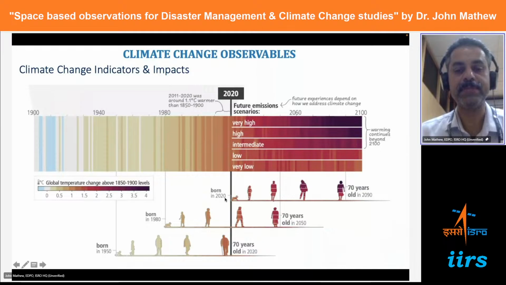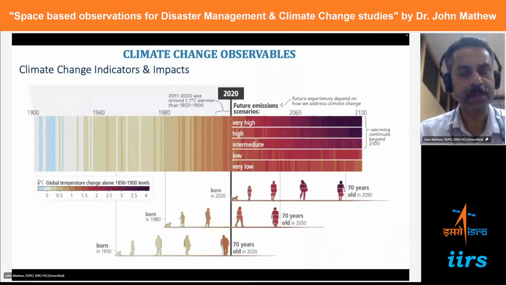So who is going to suffer? The current generation, the generation starting 2020, by the time they reach 2100, will be facing such extreme temperatures. Suppose we are able to contain the emissions to a very low level, then it may be that we are able to contain the temperature rise to almost 1.5 or that type of temperature range. So I'm just trying to explain how significant these climate change indications are, and what the impacts are going to be.